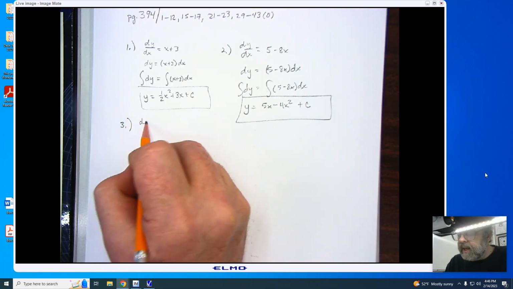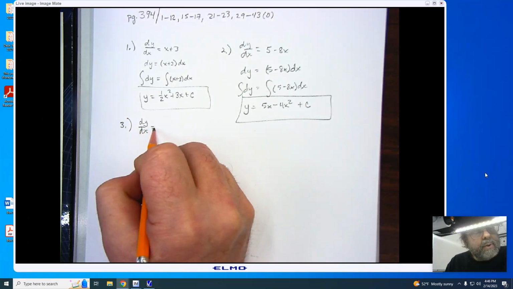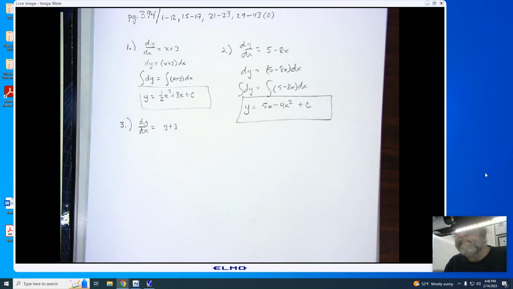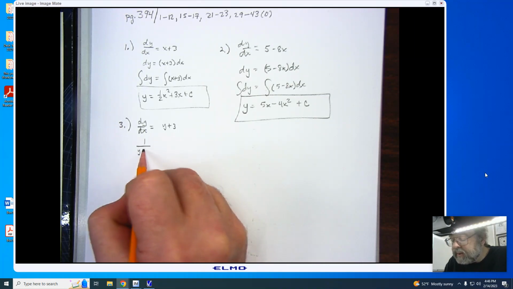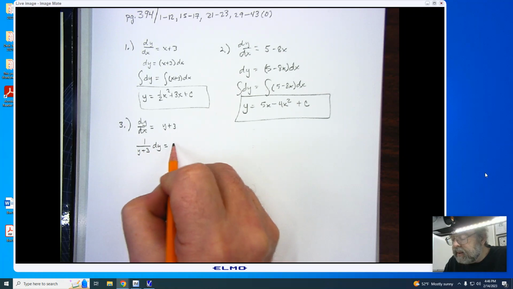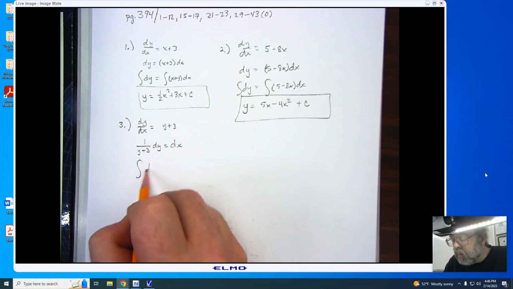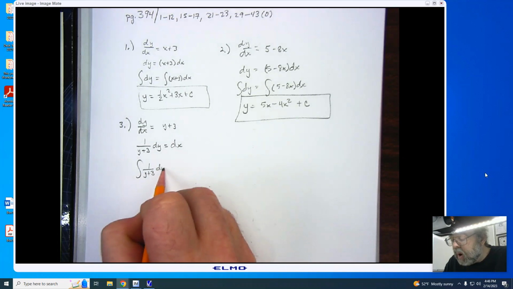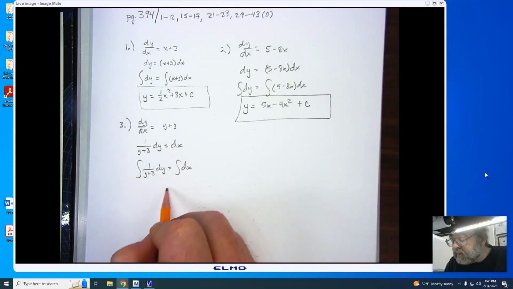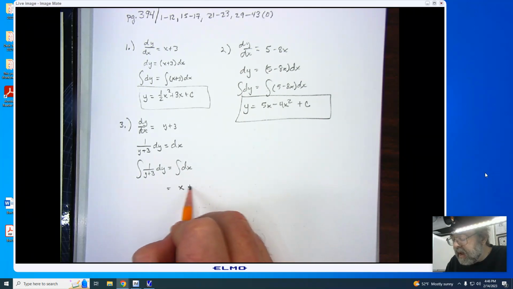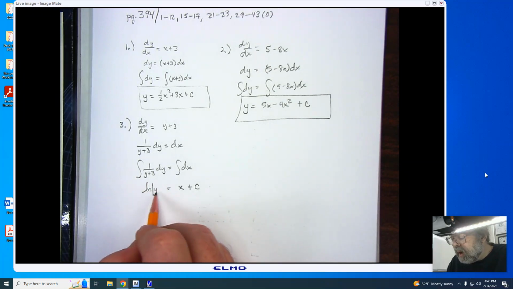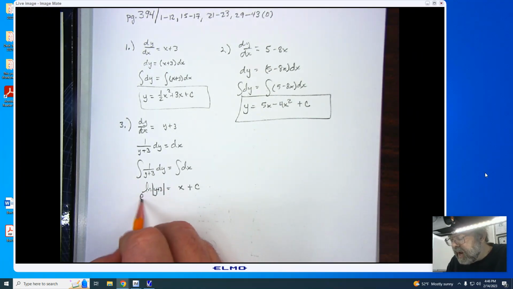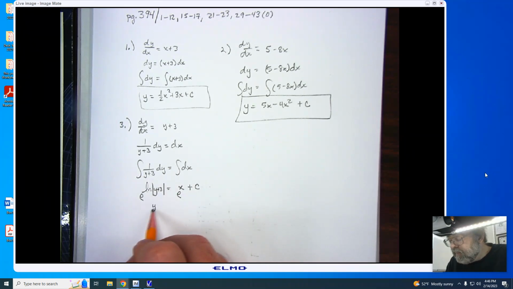Number 3 gives me dy/dx is equal to y plus 3. We're now going to separate our variables again. 1 over y plus 3 dy equals dx. We're going to then integrate 1 over y plus 3 dy equals the integration of dx. We now have our x on this side, and I am going to put it as x plus c. And on this side, we end up getting the natural log of y plus 3. Going to exponentiate both sides so that I get y plus 3 equals a constant times e to the x.